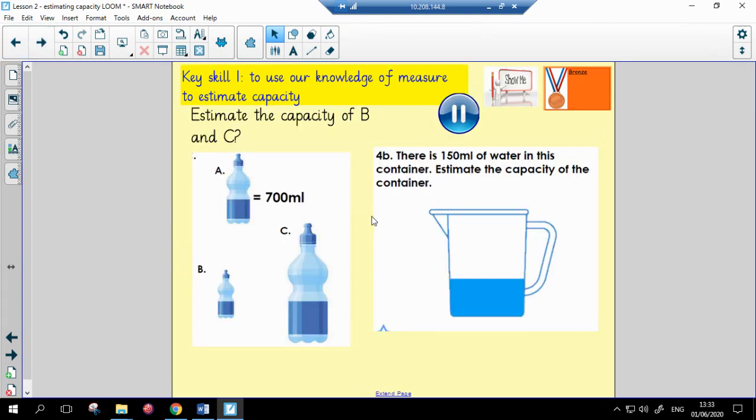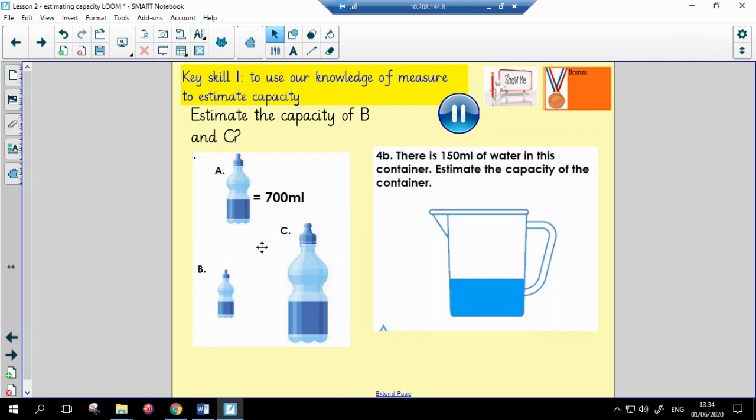Okay, so these are the show me questions. You may pause me in a second. I'd like you to estimate the capacity of B and C for this question, and then have a go and tell me what you think the capacity of the container will be. When you're done, unpause me and I'll let you have the answers.